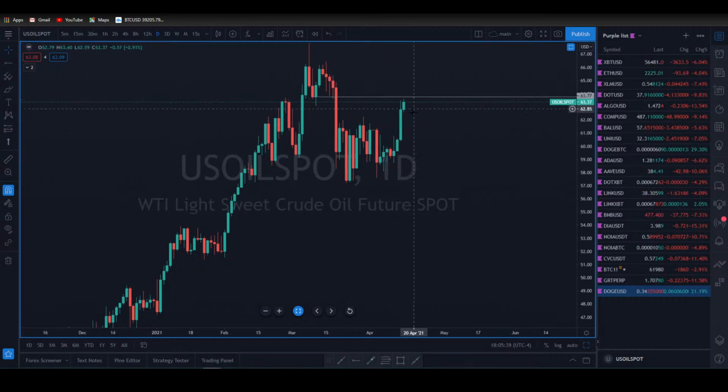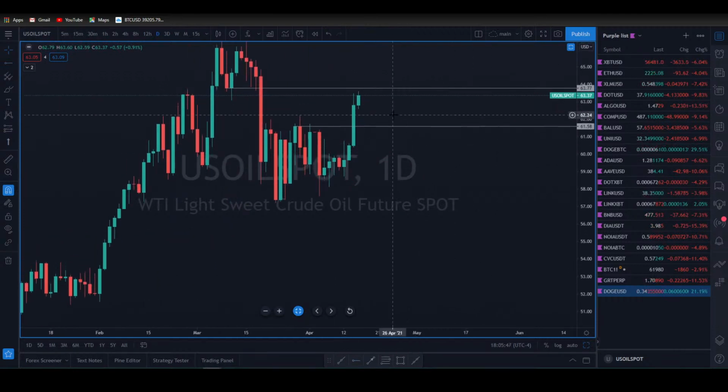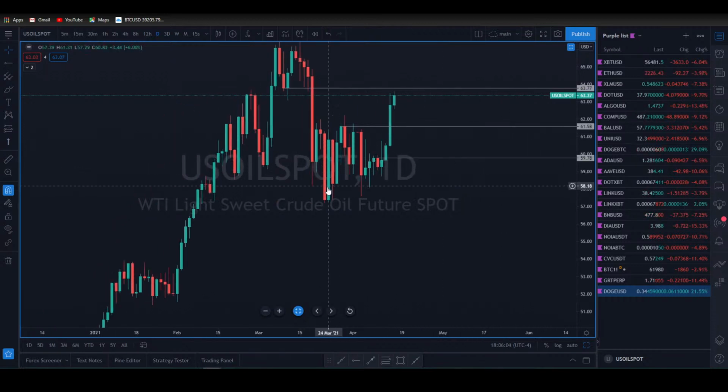If that level holds, look for a pullback. If you get a pullback, there are two levels that I would watch. First level I would watch would be 61.58. What happens when price comes into there? And then down here would be my line in the sand, 59.84. If you get a daily closure below 59.78, then I would no longer be looking for bullish entries on it, as it's probably going to come back down here and test your support level at 57.33.